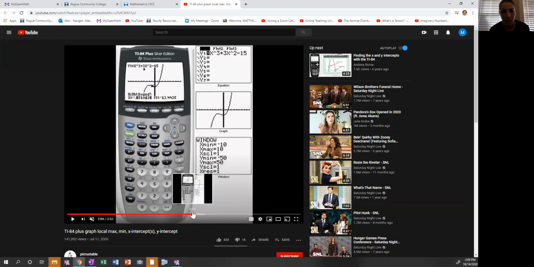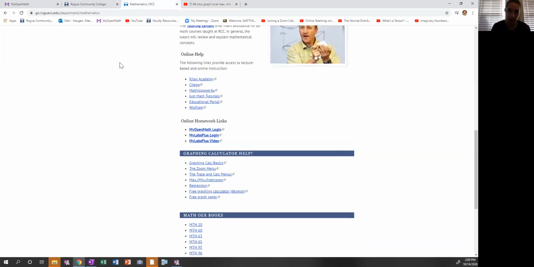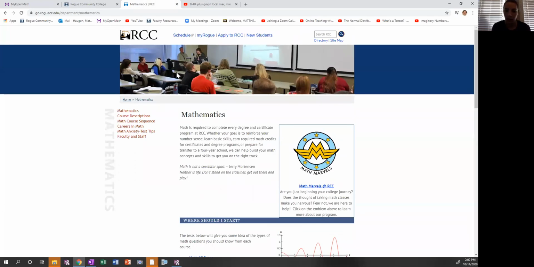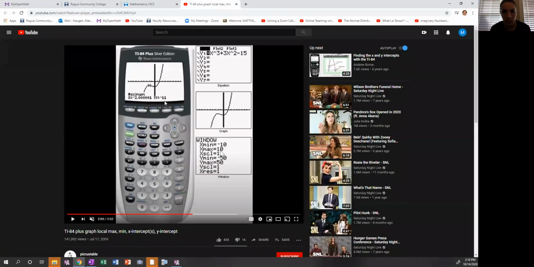Go ahead. So on the math page, like the mathematics, it has a picture of a class. And then if you scroll down a bit where it says graphing calculator help, there's one that says max min intercepts. That tool will walk you through finding those mins and maxes with the calculator so that it will output what that minimum and maximum is, or what the XY coordinates of any point you want there is.